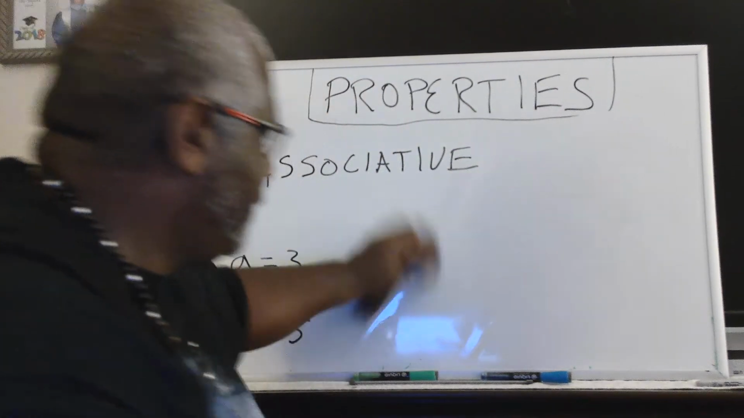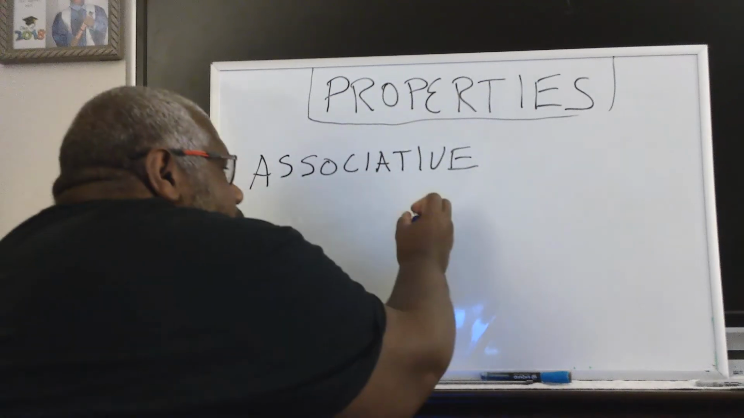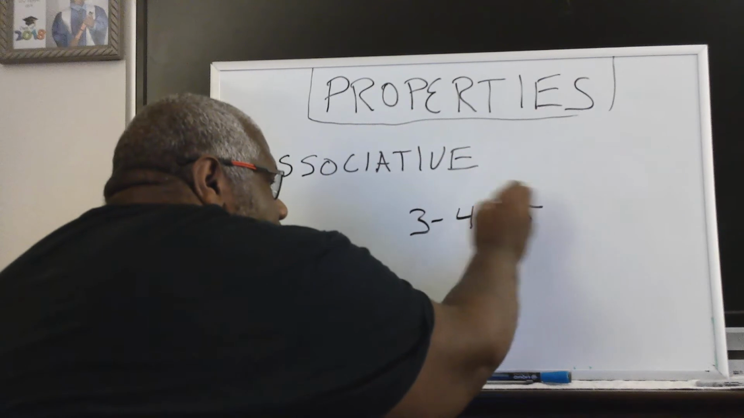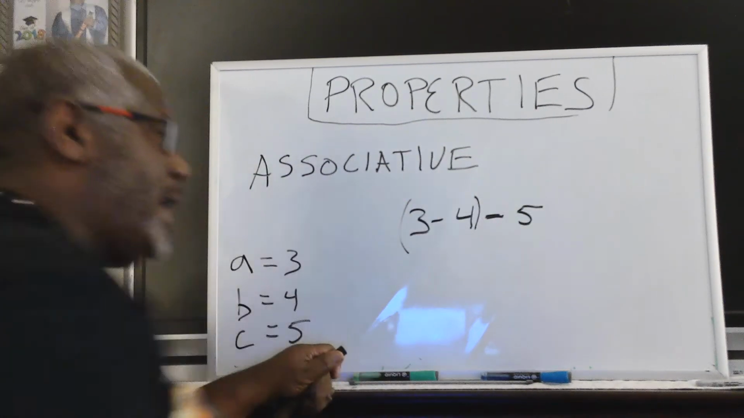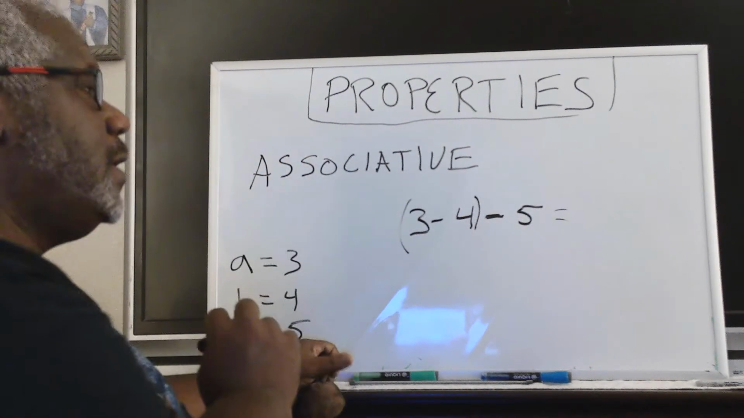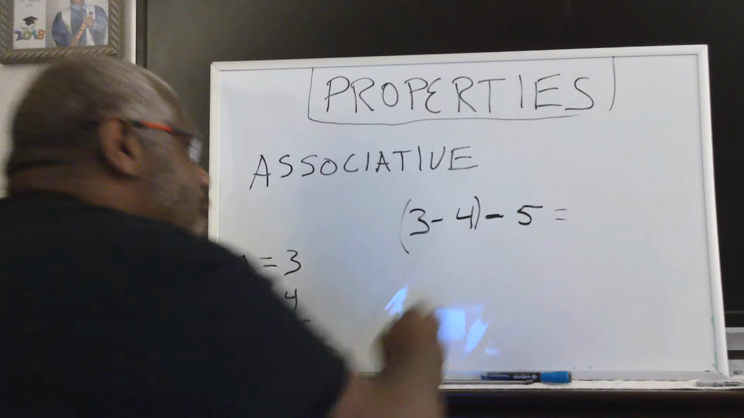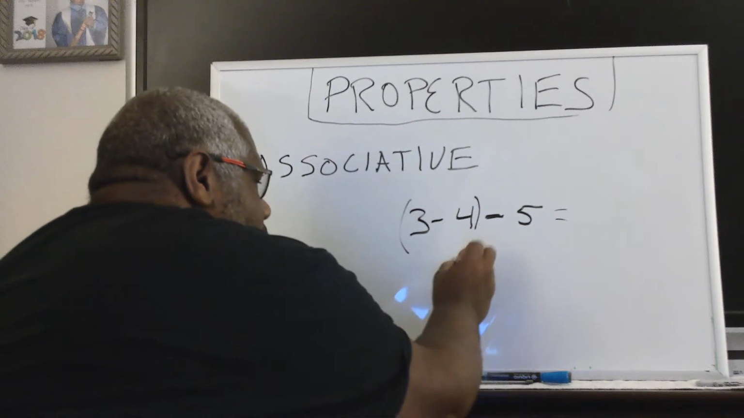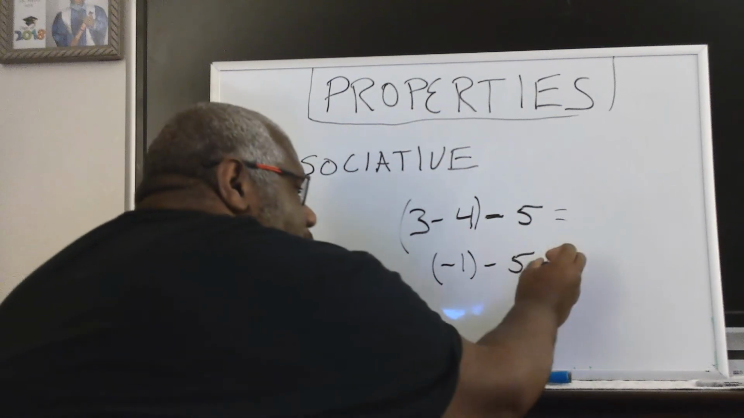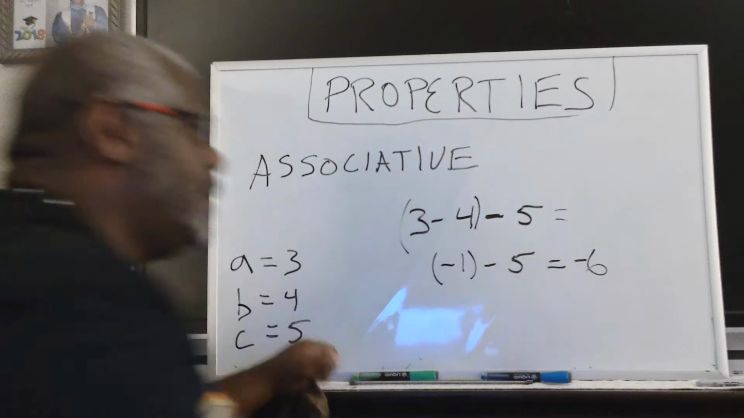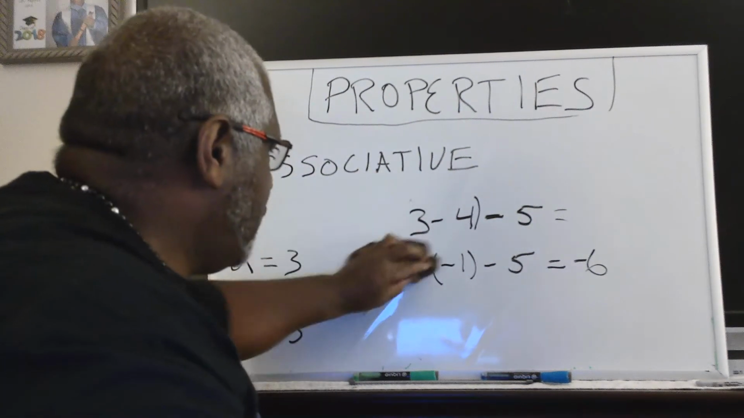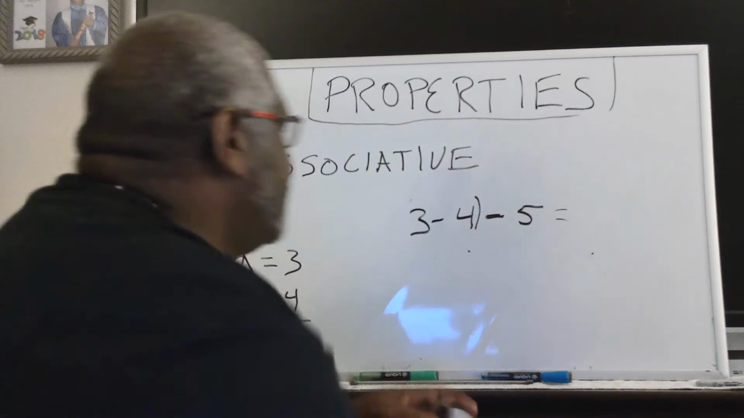Straight subtraction. And it doesn't matter what order, well actually it does matter when you put this. Now, we have a symbol between these two, so that's a subtraction problem. So watch this. 3 minus 4 is -1, minus 5. -1 minus 5 equals -6. That seems fair enough because that's the true answer. Let's move these enclosures around and see what happens.